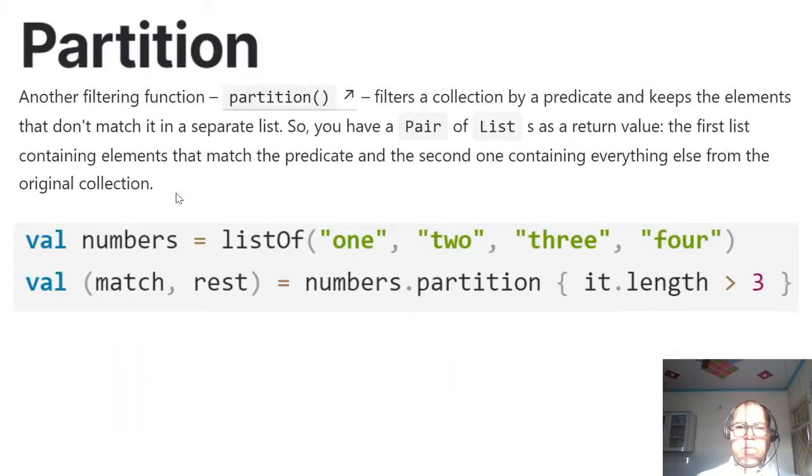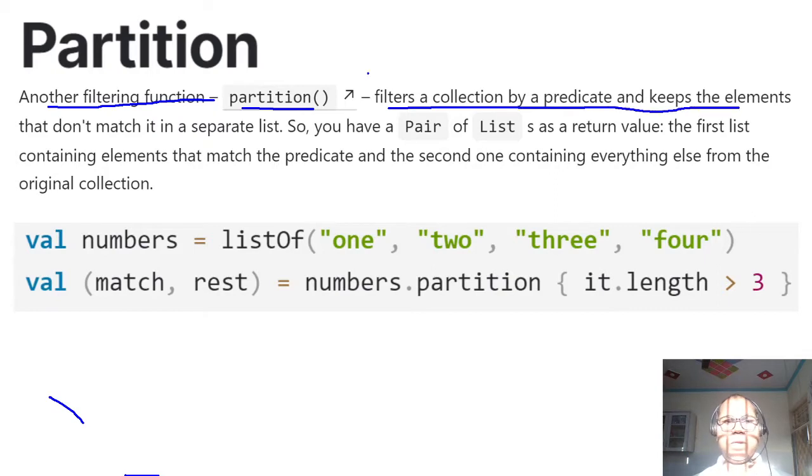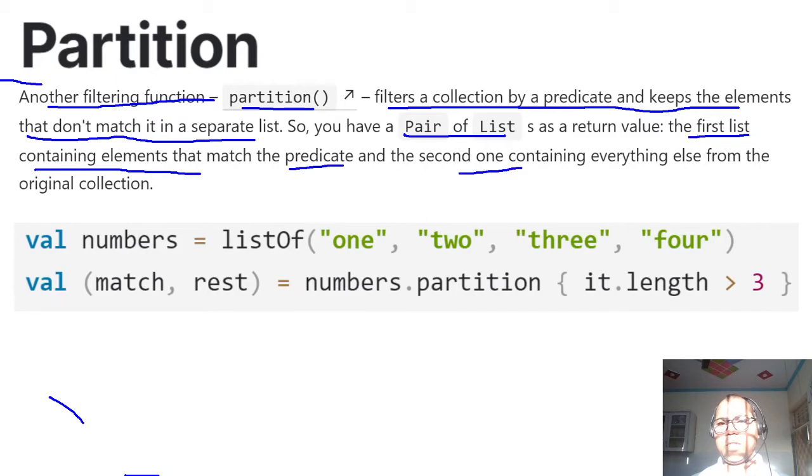Similarly, sometimes we have a list of elements and I just want to partition it into two sets. Here we have another filtering function, partition, which filters the collection by predicate and keeps the elements that don't match in a separate list, and returns a pair of lists. The first list contains the elements that match the predicate, and the second contains everything else.